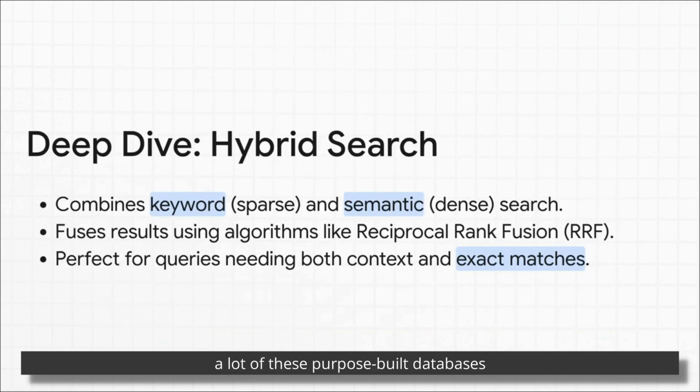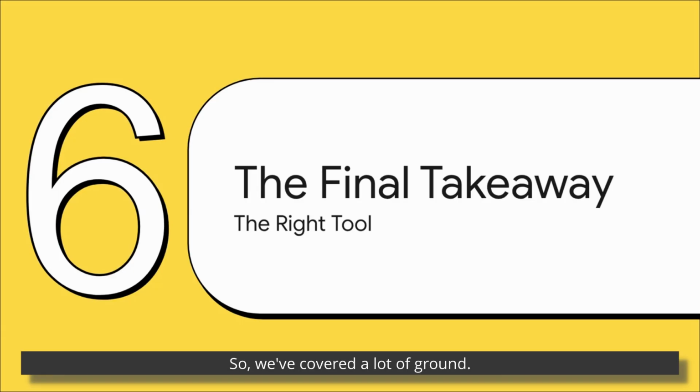Now, to counter that, a lot of these purpose-built databases have a killer feature called hybrid search. It's basically the best of both worlds. It combines that fuzzy, contextual understanding of semantic search with the razor-sharp precision of old-school keyword search. This is perfect for e-commerce, right? A user might search for running shoes for trails, but they also need to be able to find an exact product code or the brand name Salomon. Hybrid search is smart enough to merge both types of results and give you the most relevant stuff at the top.